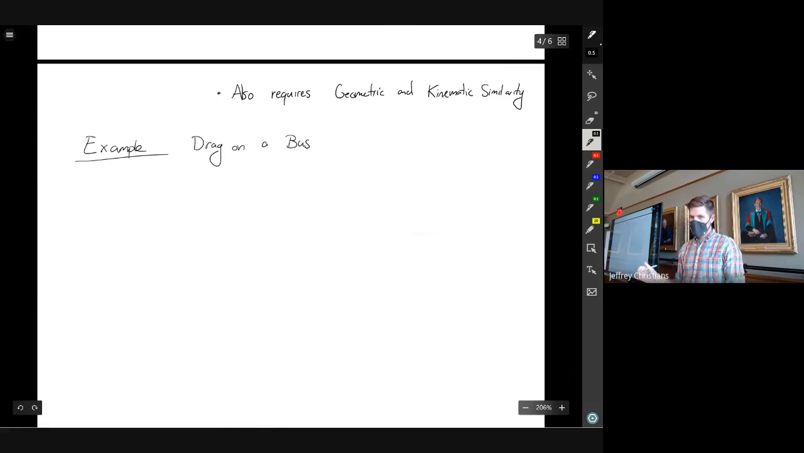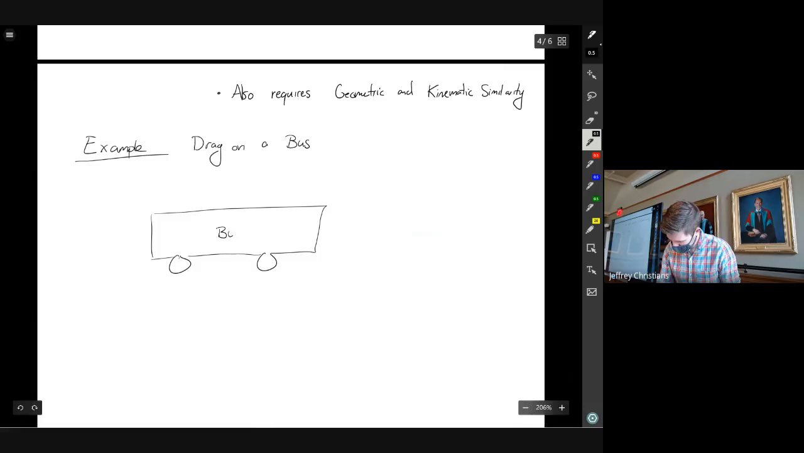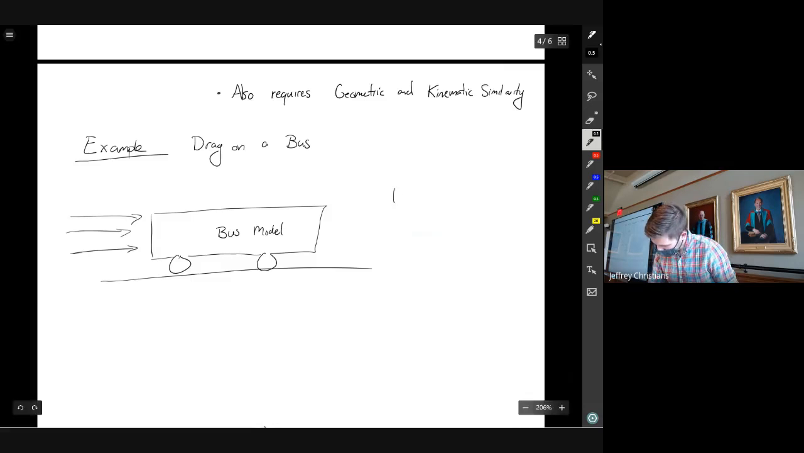So we'll look at this example: drag on a bus. We have a model of a bus. This is what our bus looks like. We're going to put our model bus into a wind tunnel. We made our model so that it was 1/16th scale, so that all of the dimensions scale by a factor of 16. Yeah, 1/16 scale.